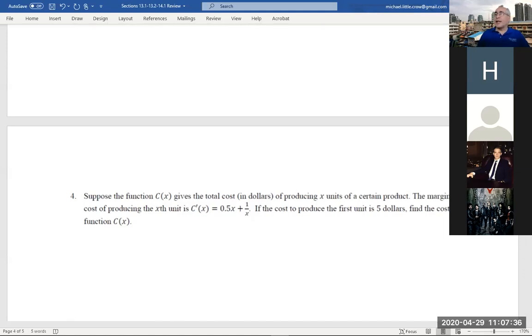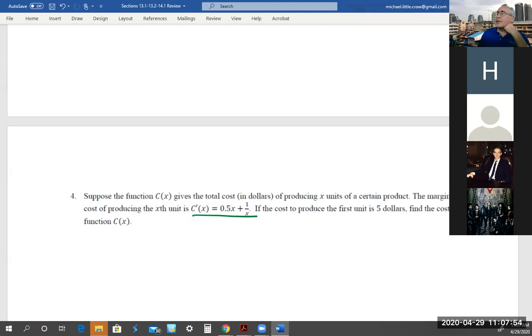And again, this one's the same thing. We're dealing with a derivative. We want to find the, and again, this is a marginal cost. So we want to find the original cost function. We will integrate it, and then we're given that the cost to produce the first unit is $5. So what it's saying is that, since x is the units, C of 1 equals 5. Okay, so we use that to find the constant.